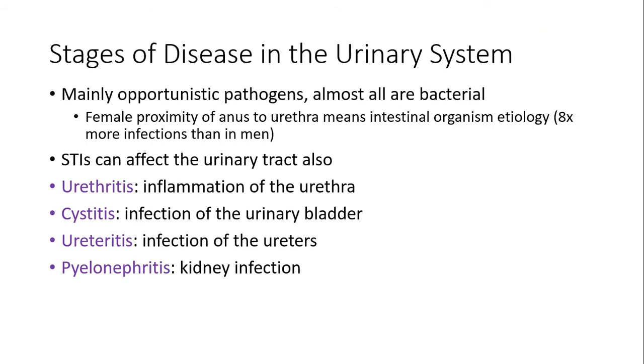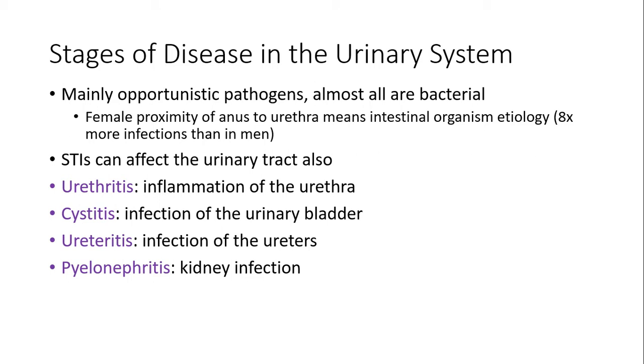Okay, so with the urinary tract infections, there's really only one, and it's a urinary tract infection. This is mainly going to be caused by opportunistic pathogens. Almost all are bacterial. We just talked about the bad side of being female. You're 8 times more likely to develop a urinary tract infection than a man because of that proximity. But sexually transmitted infections, or STIs, can also affect the urinary tract.